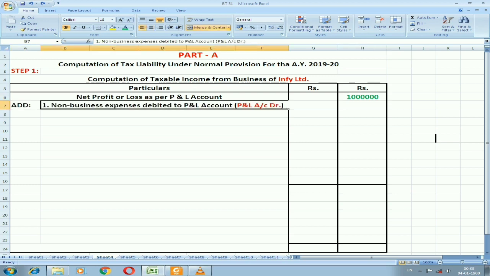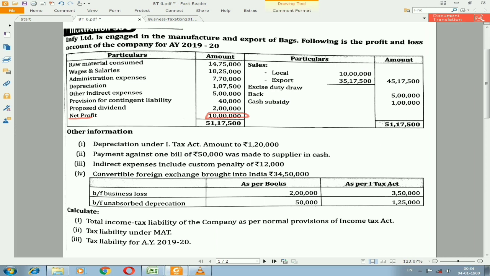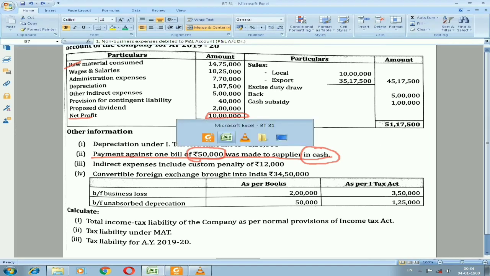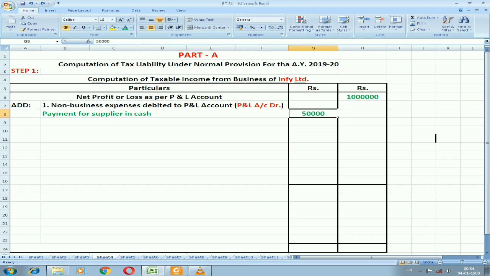Whatever the expenditure which are debited to profit and loss account which are not related to business, we are supposed to add it here. So let us see what are all the non-business expenditures are there. First one on the debit side is raw material consumed. Raw material usually purchased for business and it will be also business expenditure, but we have one adjustment for that. One is payment against one bill of rupees 50,000 was made to supplier in cash. So they have made purchase. For that purchase they have paid in cash with the amount of rupees 50,000. Remember, any amount which is paid in cash more than 10,000, the entire amount will be considered as non-business even though if it is used for business. So that is the reason I am taking it as non-business 50,000.